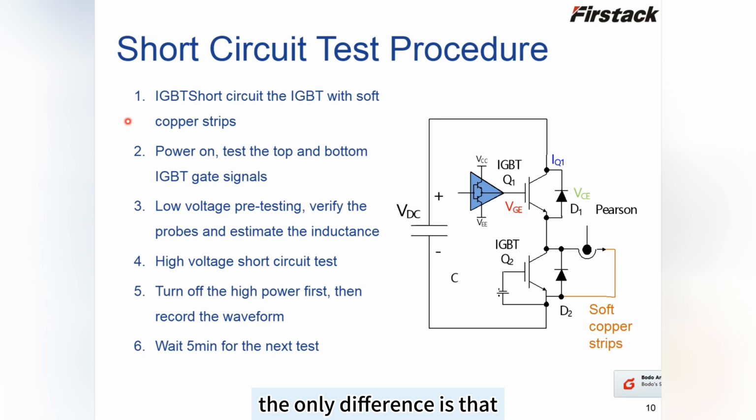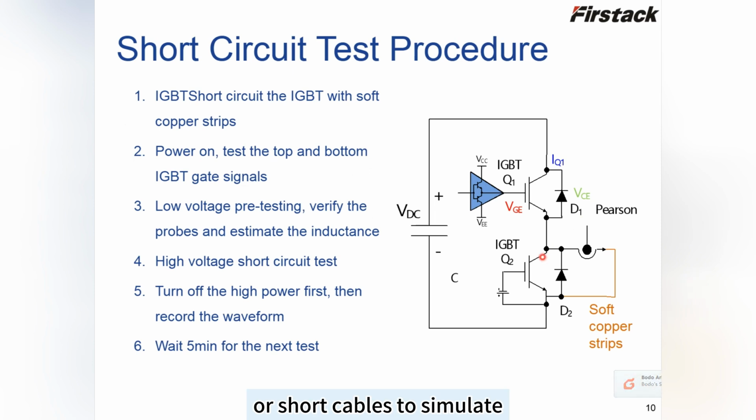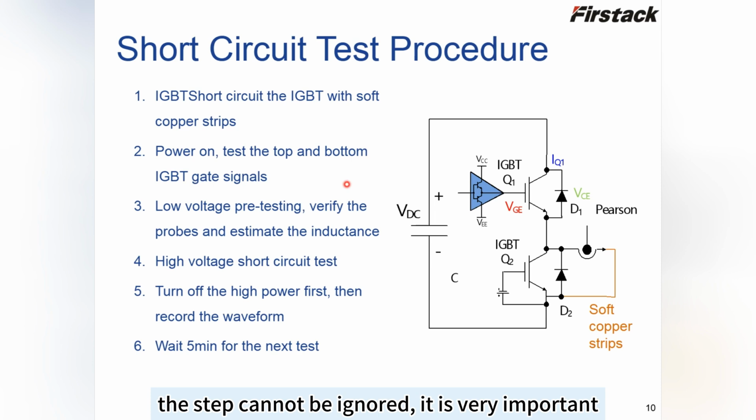The only difference is that the load inductance is replaced by a copper plate or short cables to simulate the SC condition. After that, we should power our GDU first, check if the gate voltage is correct, and give a single pulse to check whether the waveform is correct or not. Please remember this step cannot be ignored.